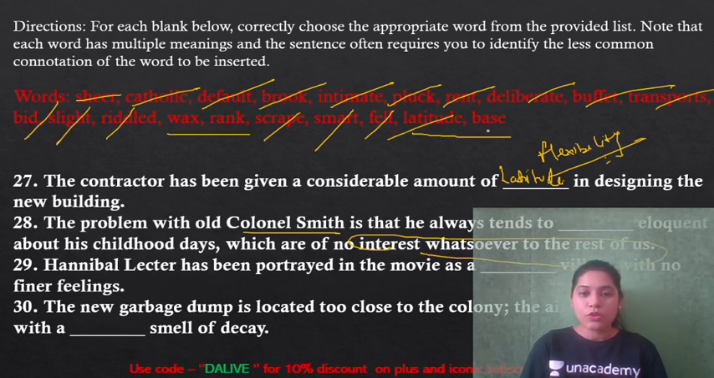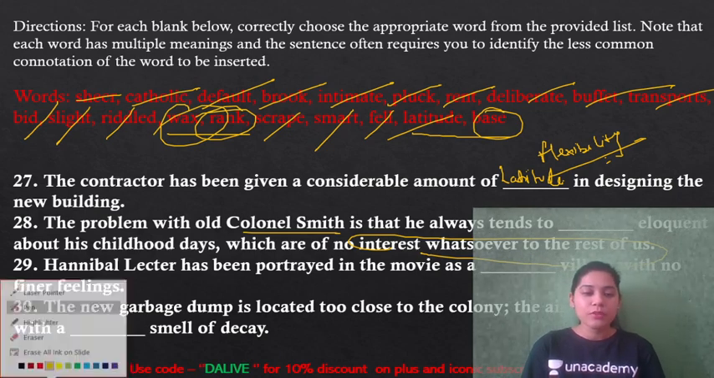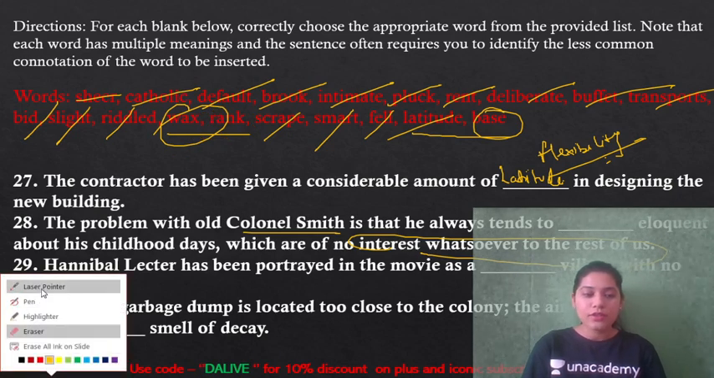So again, this word is over. Now you have three options: base, rank, and wax. You have to choose from these three options. You tell me, think, and you tell me, as the work is getting easier and easier, students. Yeah. So I think this is the time you should get correct answers now.